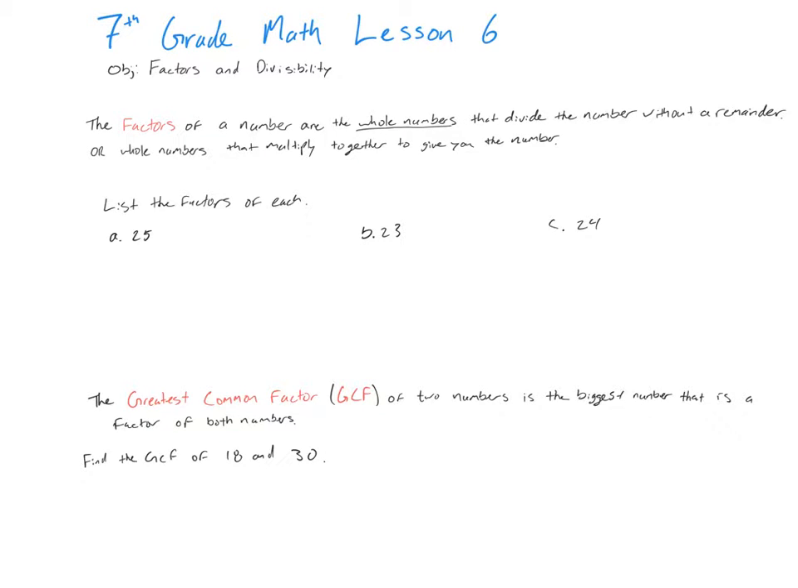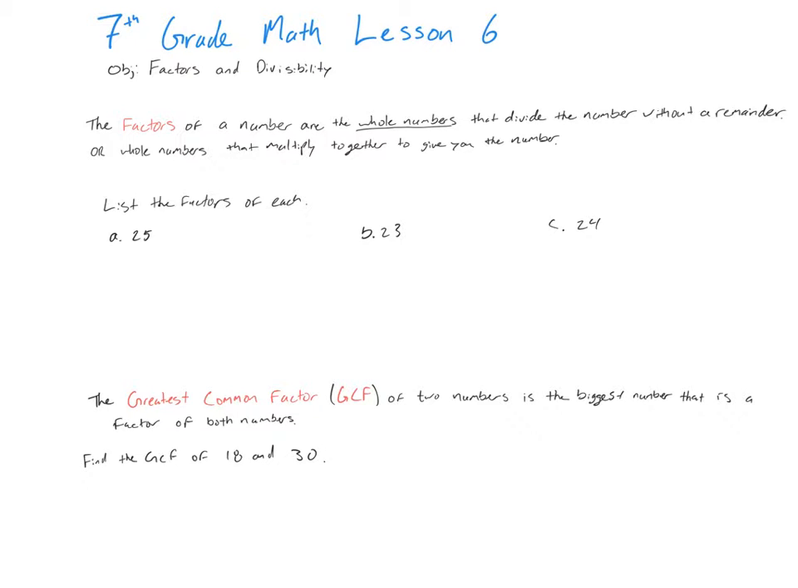This is lesson 6. We're going to be talking about factors and divisibility today. First of all, factors. The factors of a number are the whole numbers that divide the number without a remainder. So it means you can take the number, divide it by that number, and you won't get any remainder. Or maybe you could think of it as numbers that multiply together to give you that number. If they multiply together to give you that number, then those numbers are factors.